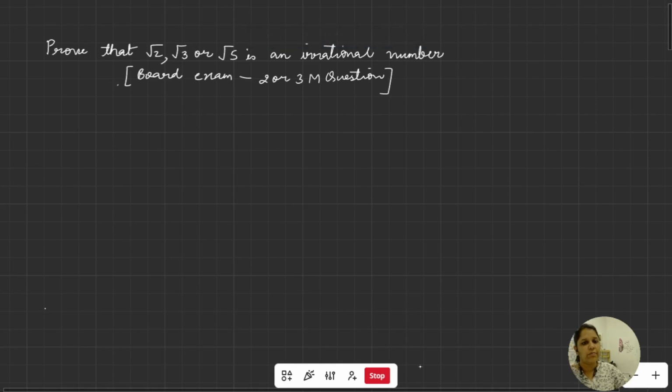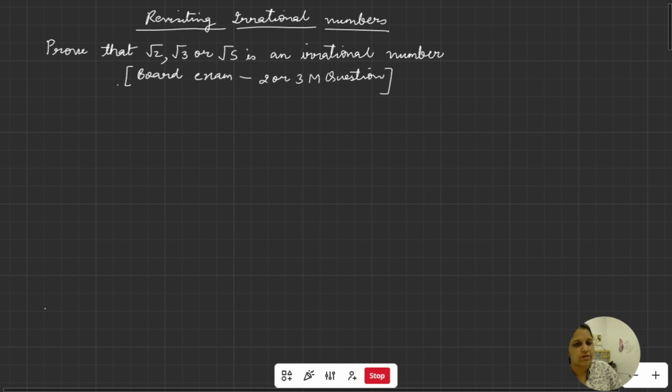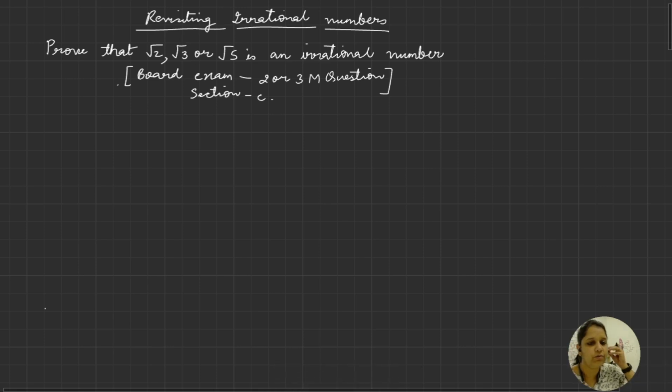Today we are going to see a very important part of chapter number 1, revisiting irrational numbers. In grade 9 you have learned about identification of irrational numbers, rational numbers. Here you need to prove that root 2 or root 3 or root 5 is an irrational number. Out of these three, generally they ask anyone, and generally it is asked in section C of board exam. So let's see how can we prove that root 2 is an irrational number or root 3 or root 5.